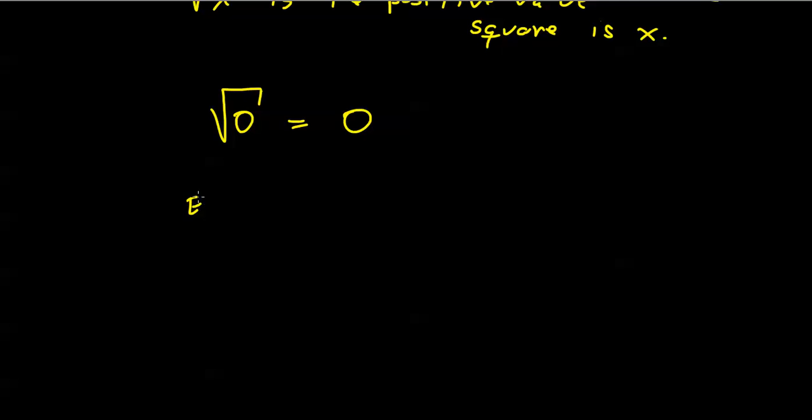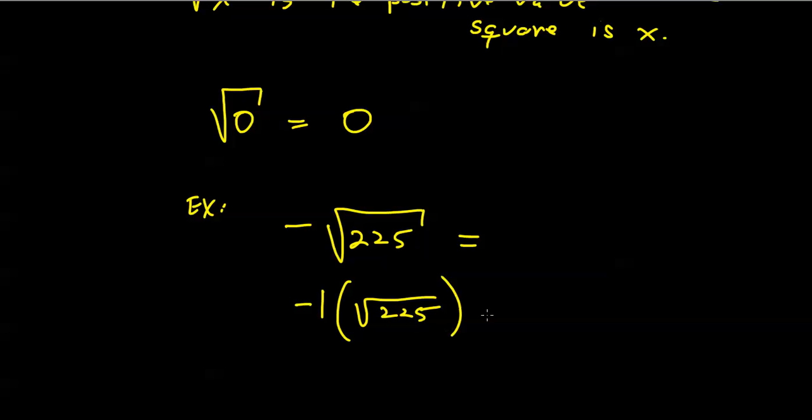Let's look at some other, perhaps more interesting examples. If I ask for the negative of the square root of 225, please notice this negative sign is like a negative 1 multiplier outside the root operation. So negative square root of 225, well, the square root of 225 is, of course, positive 15, so my answer here would be negative 15.